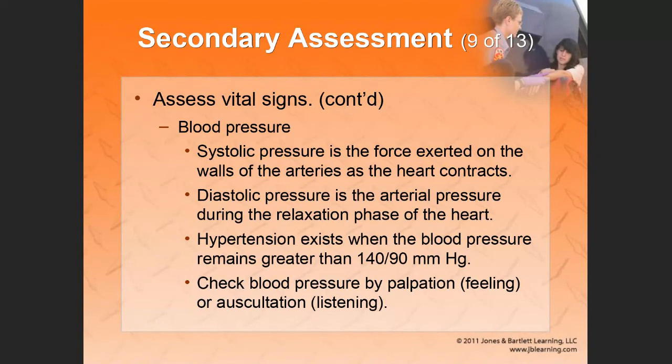So blood pressure, systolic pressure is a force exerted on the walls of the arteries as the heart contracts. So it's when the ventricles contract. Diastolic pressure is the arterial pressure during the relaxation phase of the heart. So it's when the ventricles relax and the blood is flowing against resistance in the arteries. Hypertension exists when blood pressure remains greater than 140/90. And as I said, low blood pressure or hypotension is a top number that's below 90. We check blood pressure by palpation or auscultation. That's the traditional way. There's a lot of digital BP cuffs available.